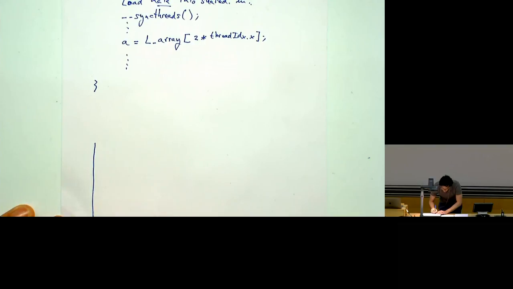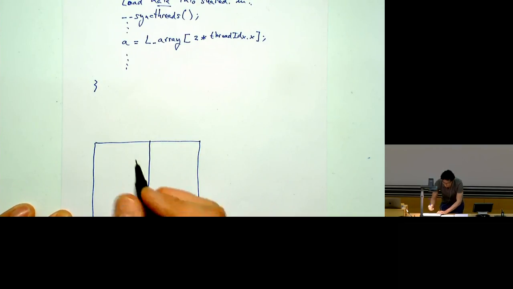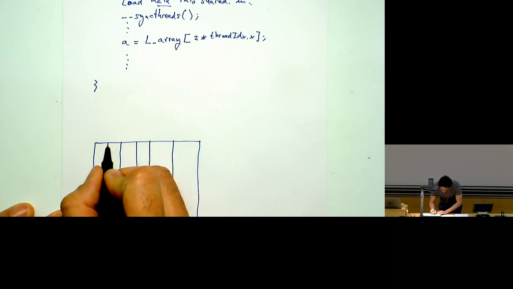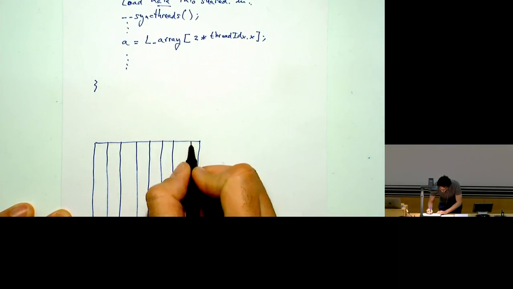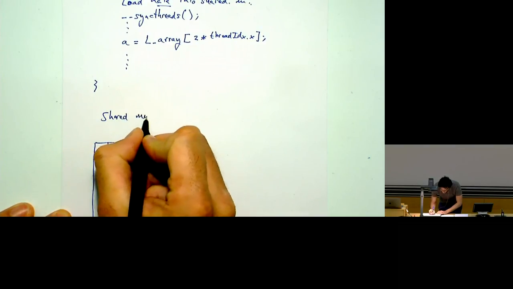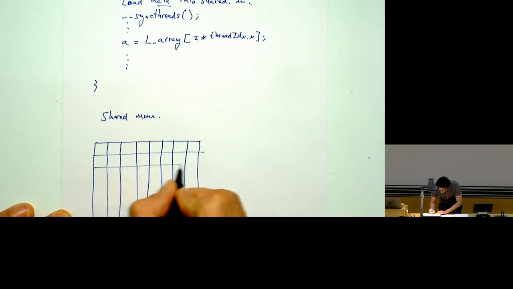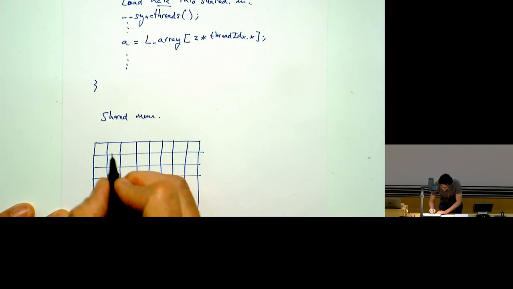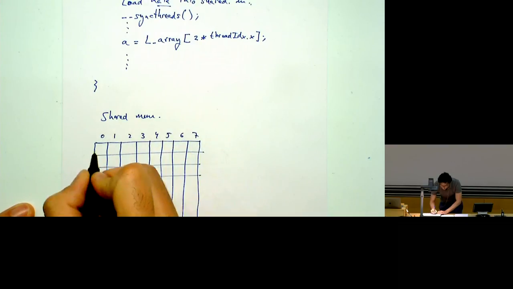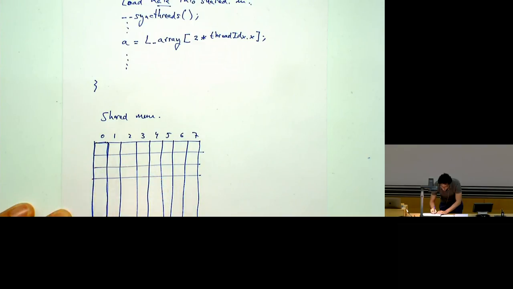The problem is that we're going to have bank conflicts. Let's consider, instead of warps of 32 threads and 32 shared memory banks, 8 for this toy example. This is our shared memory, and these are the different shared memory positions. This is bank 0, 1, 2, 3, 4, 5, 6, and 7. So each of these columns is one bank.